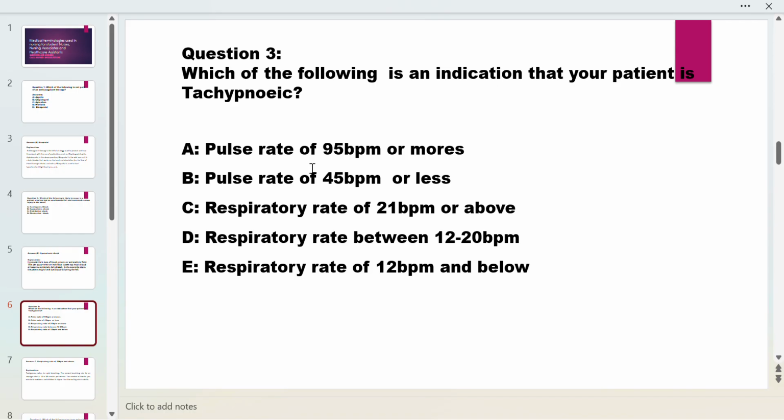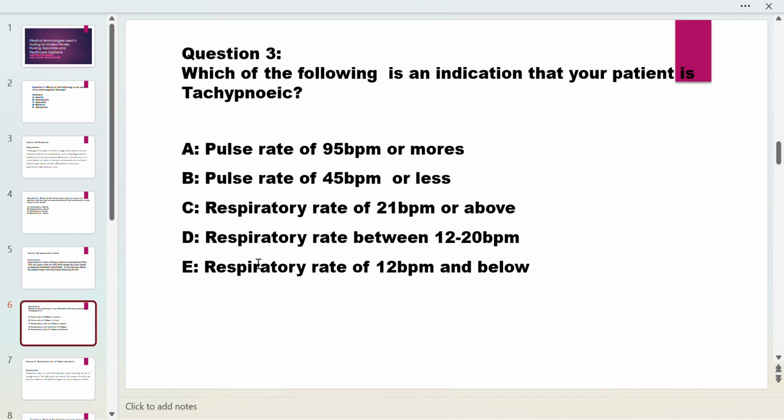So we are going to take the answer A and B out. They are completely out. They don't fall in this answer. Now when we come to the C, it says 21 breaths per minute or above, which is greater than the normal range, which is 12 to 20 breaths per minute. An average individual takes 12 to 20 breaths per minute. So that is the normal one.